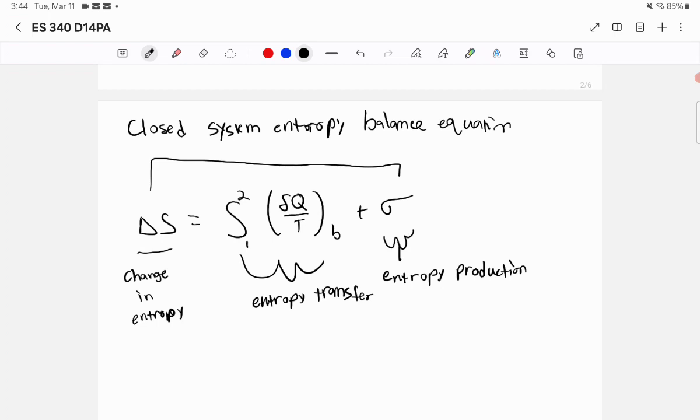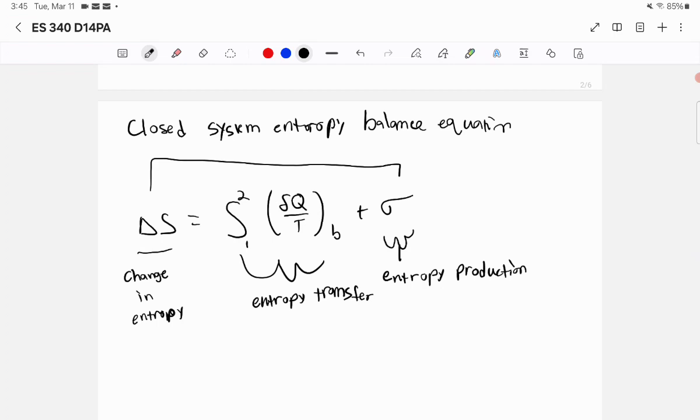Now I want you to think about what type of system this is. If it's a closed system and there's no heat transfer, you definitely should think about that. But if there's no heat transfer, then obviously we get a change in entropy that's just equal to the entropy production term. If there's no entropy production, which would mean that the system is reversible, then the only way that the entropy can change is through entropy transfer, okay?